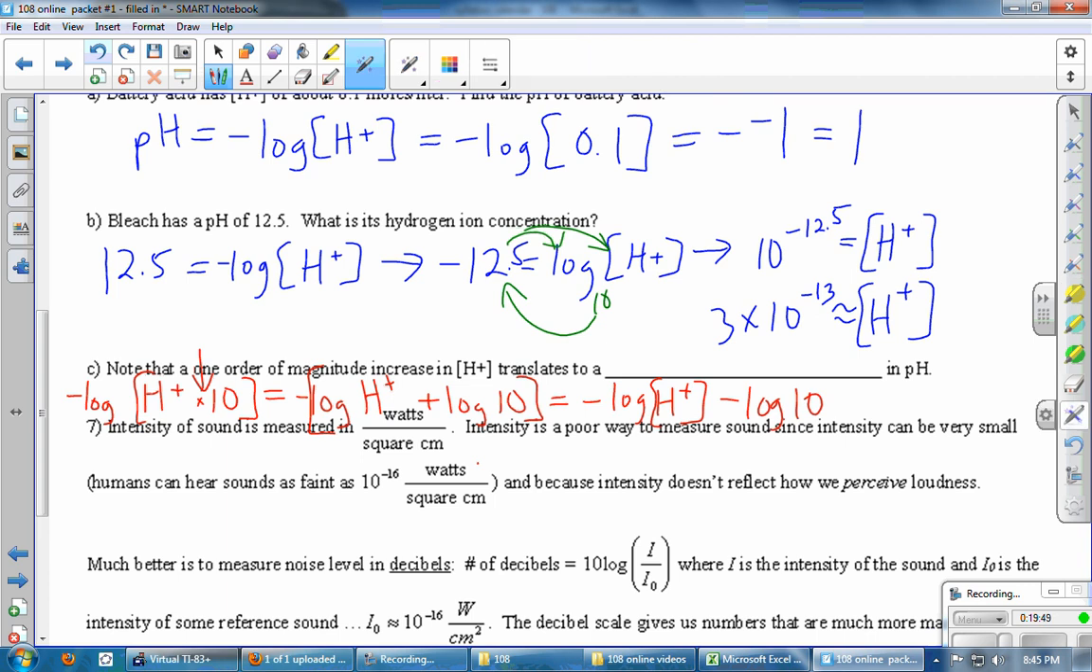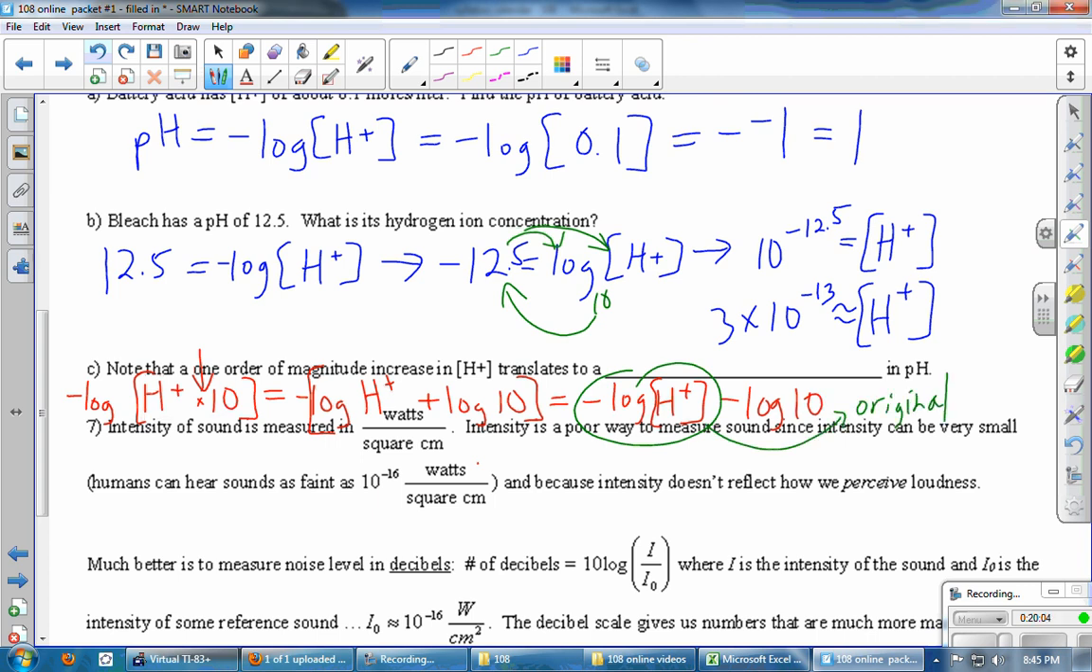I think the hardest part of this is to recognize that a 1 order of magnitude increase means multiply the thing by 10 to the 1. Okay, but look, this negative log of H plus, that's the original pH, right? That's the definition of pH of something with a hydrogen ion concentration of H plus. So then the whole thing is just the original minus, and then how much is log of 10? That's one of the few logs that we should just know by heart. It's 1. So the effect is you take your original pH and just subtract 1. Every order of magnitude increase in H plus translates to a decrease by 1.